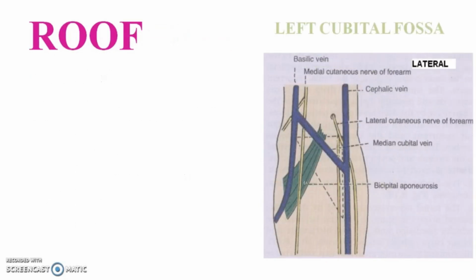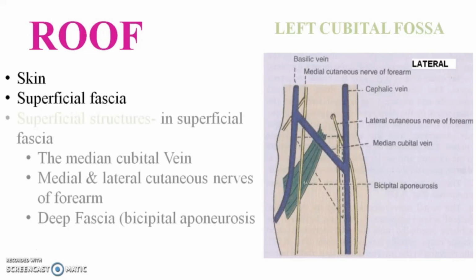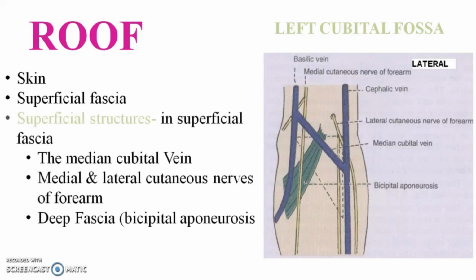And then we will be dealing with other boundaries such as roof and floor. About the roof: after reflecting the skin and superficial fascia, in the deep fascia we will be having some structures present, and those structures are going to form the roof of this cubital fossa. Here in this image you can make out, first we will be having skin, superficial fascia and deep fascia which we have removed, and after that we will be having structures such as the median cubital vein, which you can make out here, connecting the basilic vein with the cephalic vein, and two cutaneous nerves will be seen. One is the lateral cutaneous nerve and another is the medial cutaneous nerve.